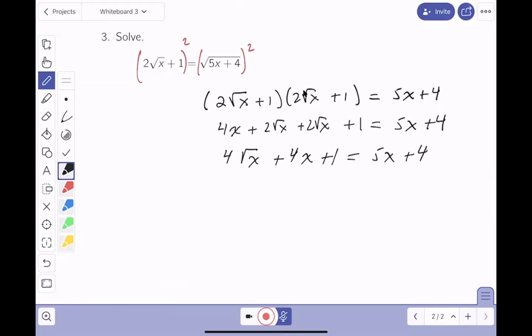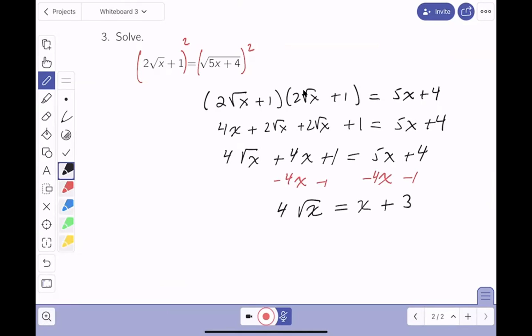It's frustrating, I know, but we want to work. What do you have here? Subtract 4x from both sides and subtract 1 from both sides. What would you get? You get 4 root x. Well, that's not so bad. And we get the other side, x plus 3.